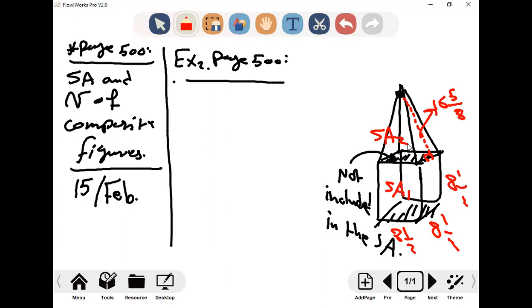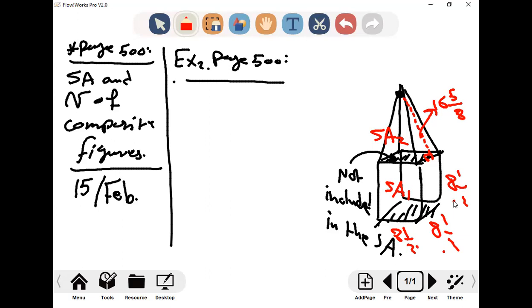Surface area 1 for the cube down. The cube is a rectangular prism, but it has a special property, a special case, which is that the length, width, and height are the same. That's all. It has length, it has width, it has height. This is the length, this is the width, this is the height, but they are the same. That's why we call it a cube.